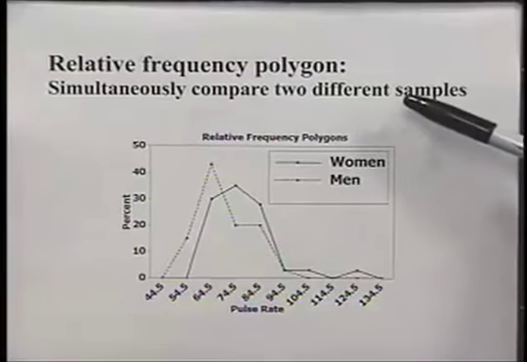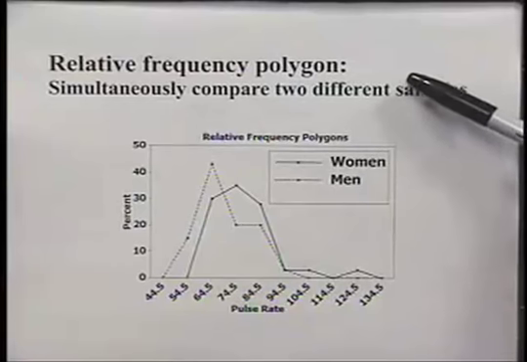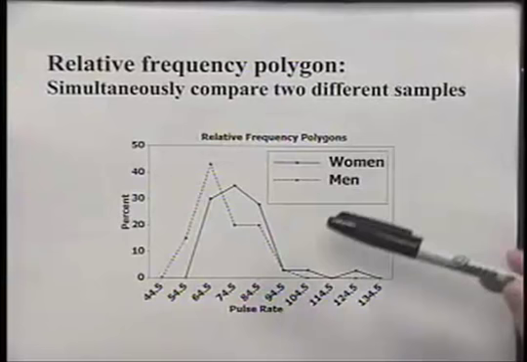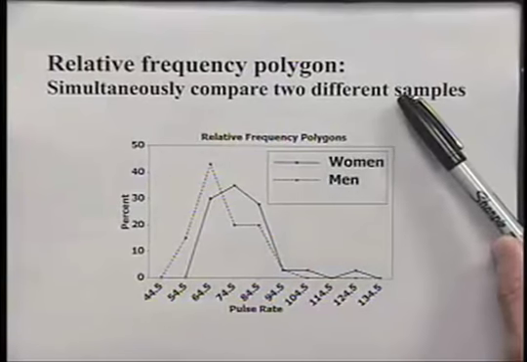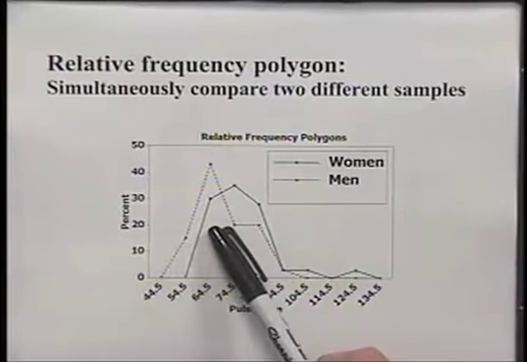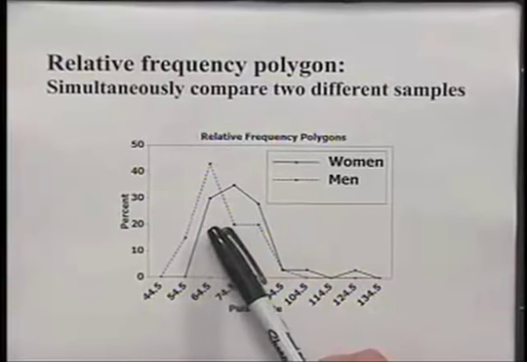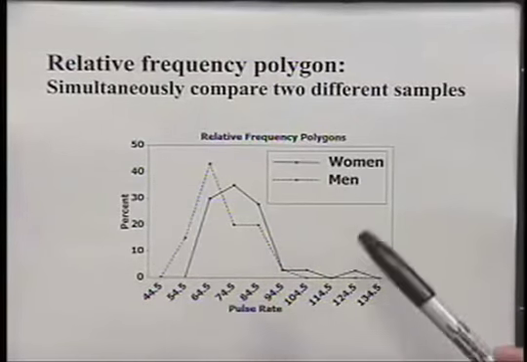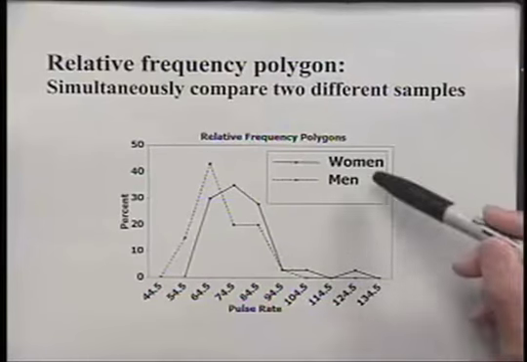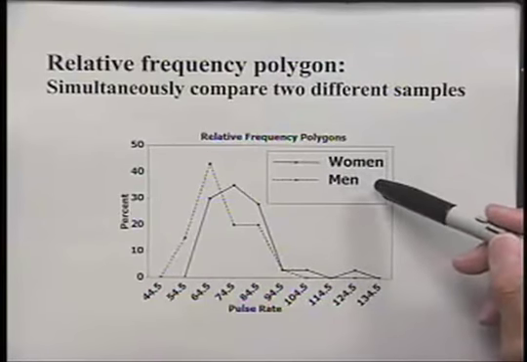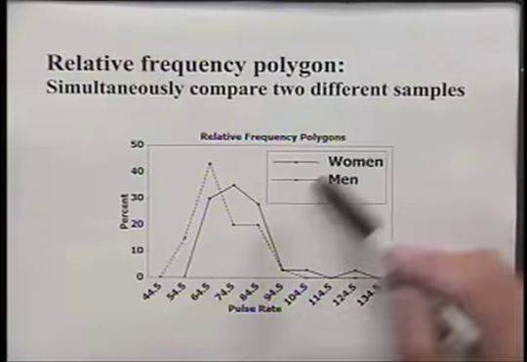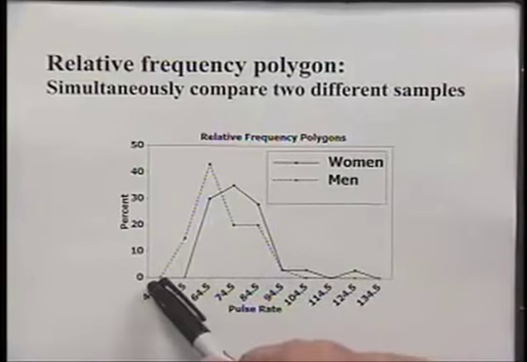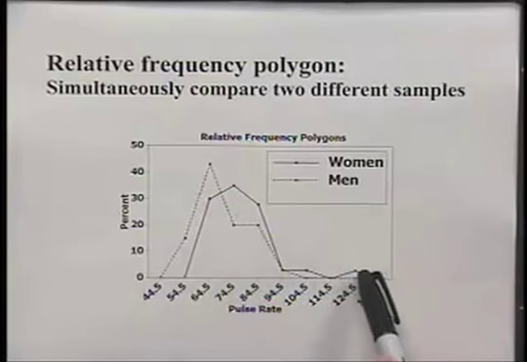In the book, we're going to talk about frequency polygons and relative frequency polygons. An excellent application of frequency polygons would be to compare two different data sets. Here on the same graph, I have pulse rates of men and pulse rates of women. The little legend indicates that women are indicated by the solid line, and men by the dotted line.